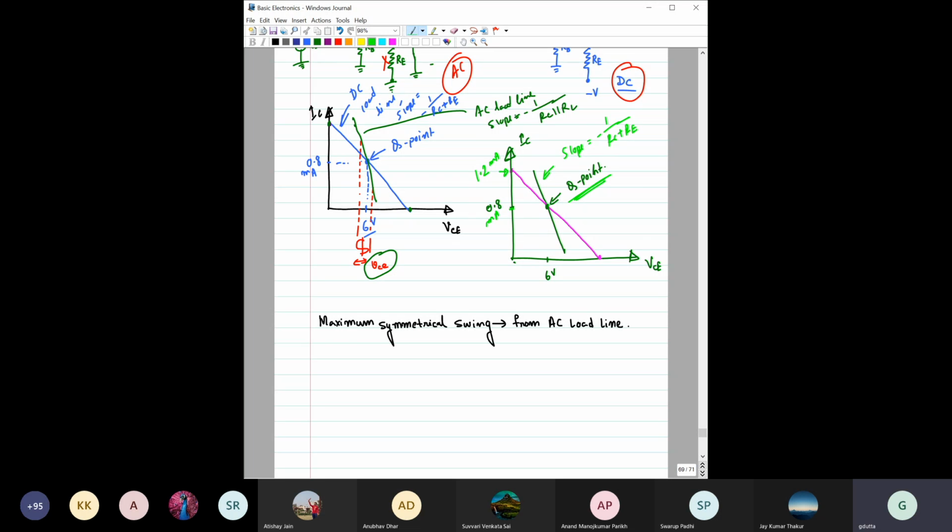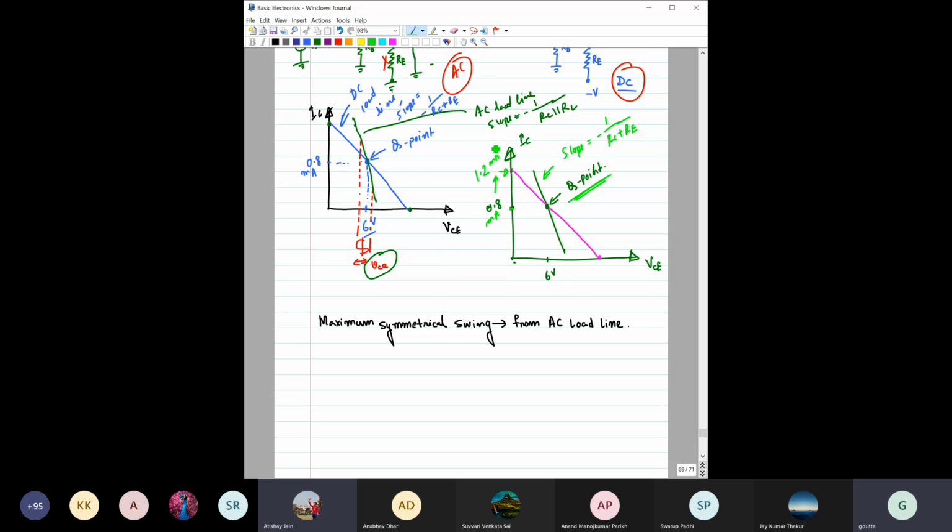See, you can go 0.8 in this direction. Can you go even in this direction, a 0.8 swing of IC? No, sir. Sir, we can't go till 1.2 also. Okay, because then it will come into the saturation region.